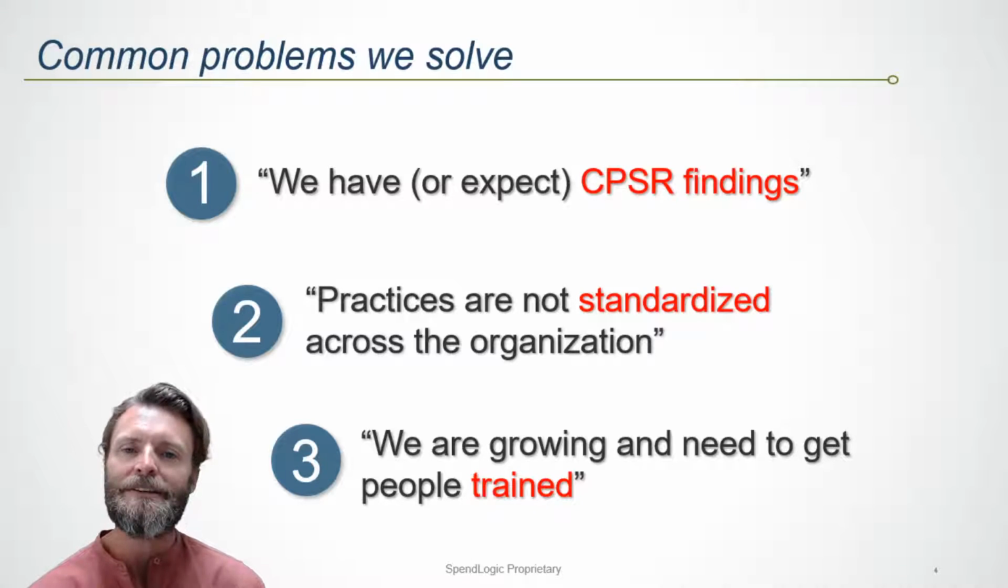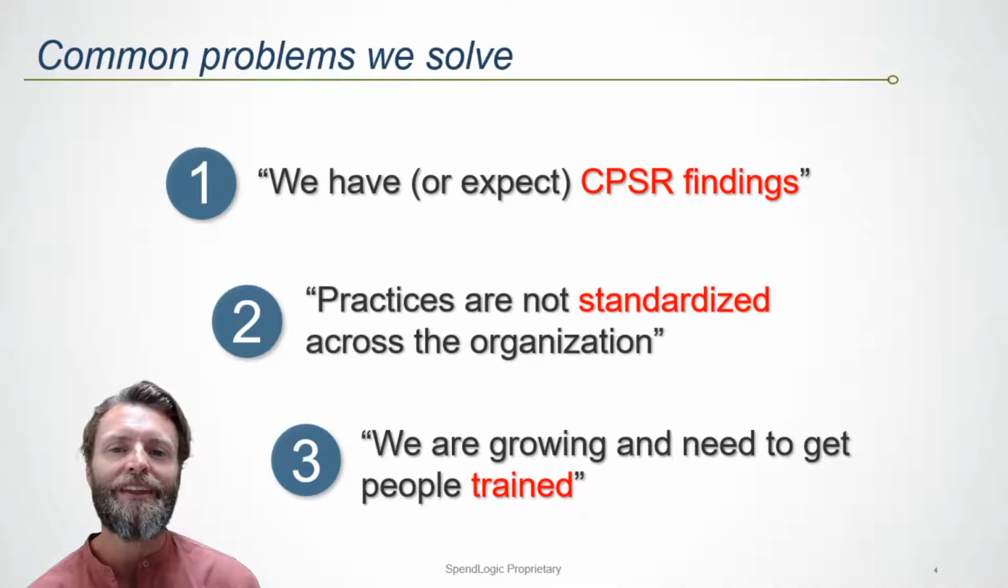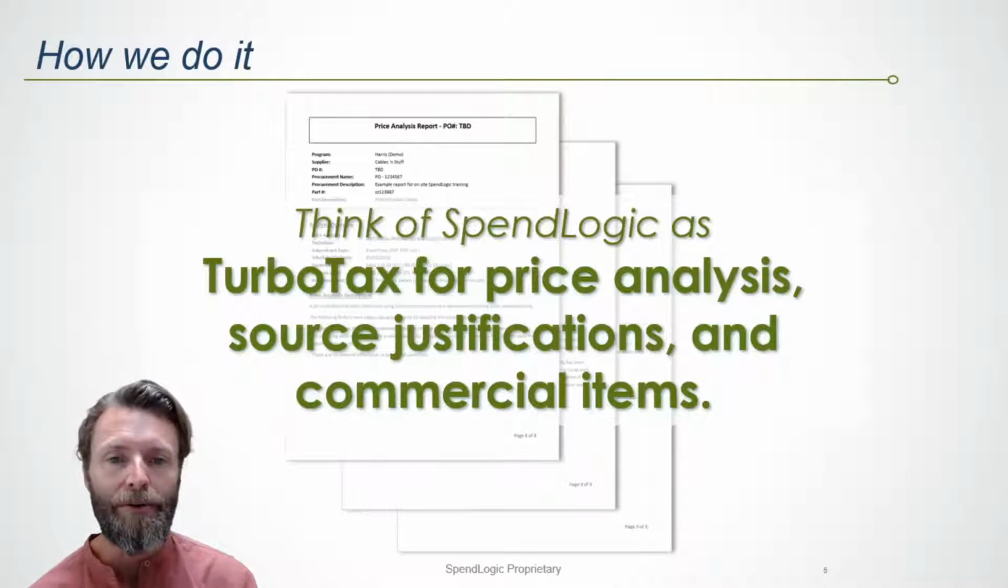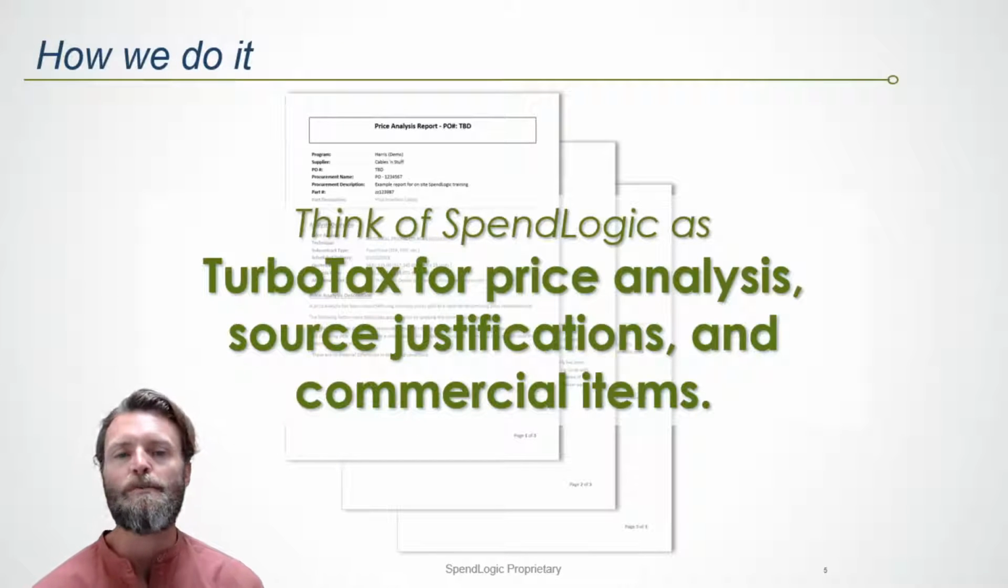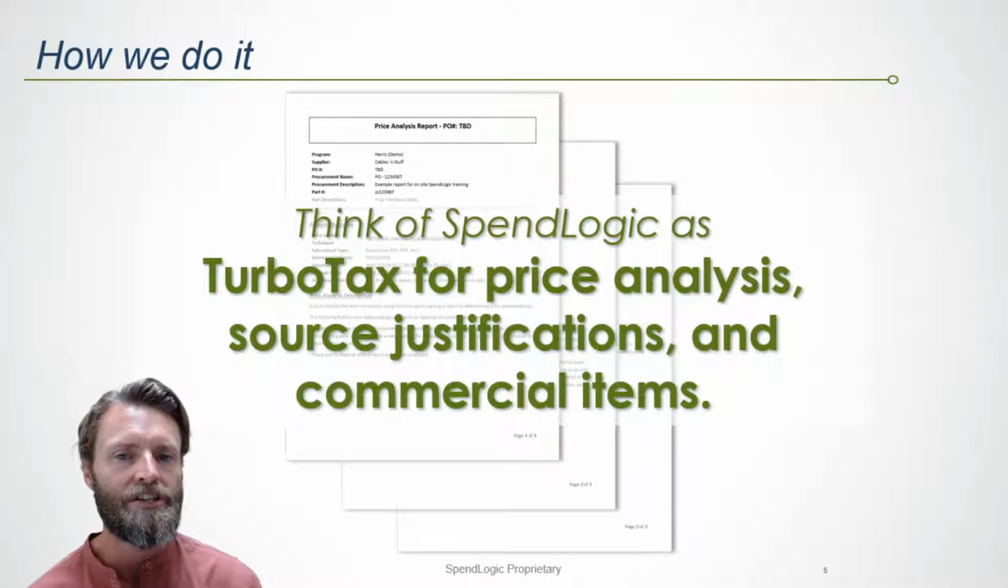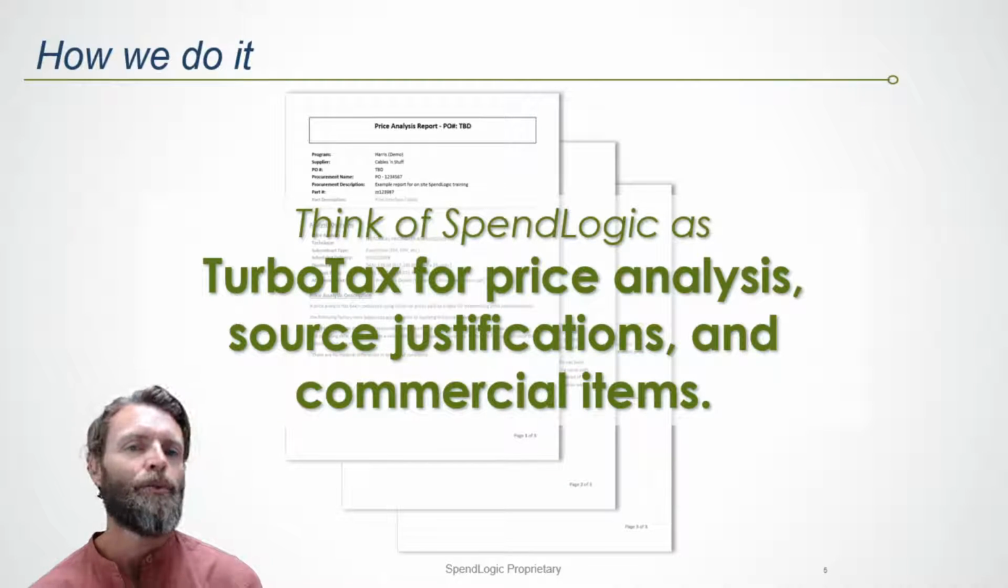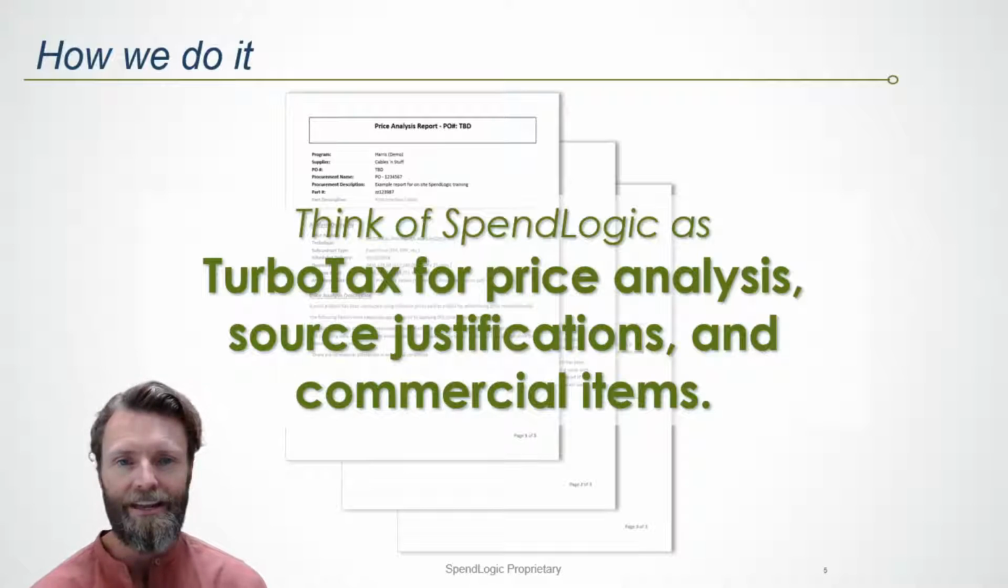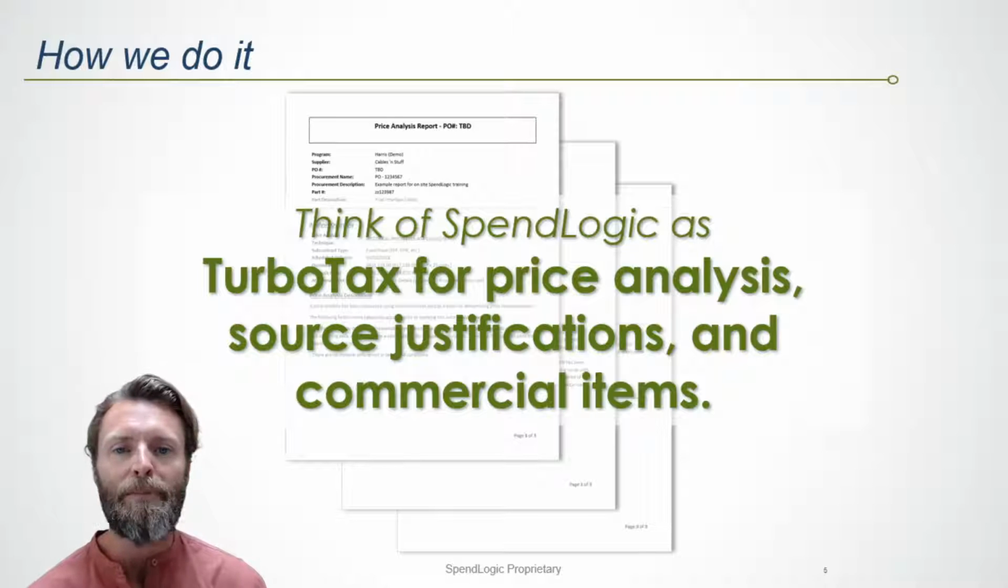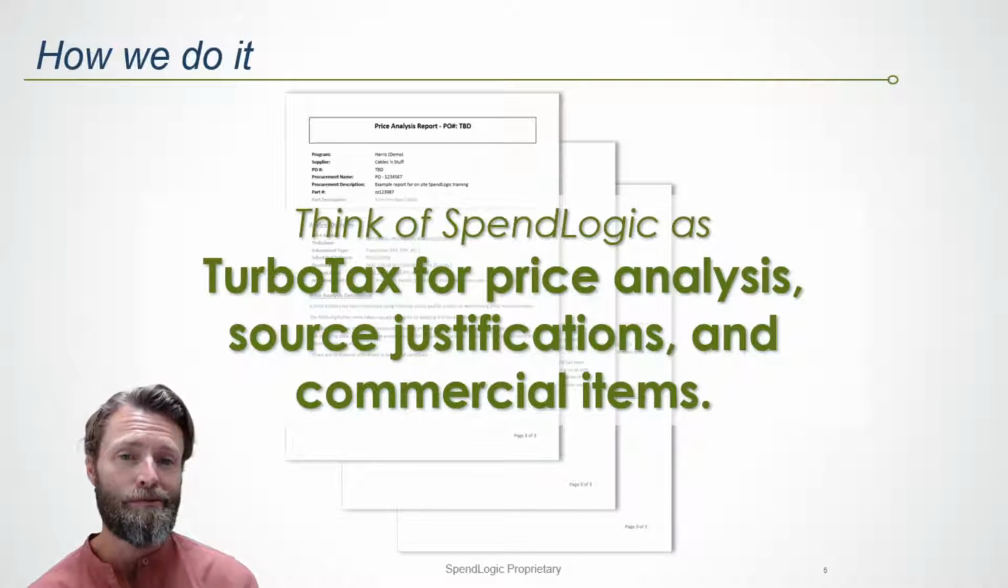And third, companies that are growing and need to get people trained up. That's an obvious one for us. SpendLogic basically is training folks as they go. You're going to see that here in a minute. So how we do it, think of us as TurboTax for price analysis, source justification, and commercial item determinations. We ask questions, you provide us answers, and we put it into a format, into a report that is then found acceptable by the DCMA and the CPSR teams. That's it in a nutshell. I'm going to go into much greater depth and detail and show you exactly what that means here in a minute.